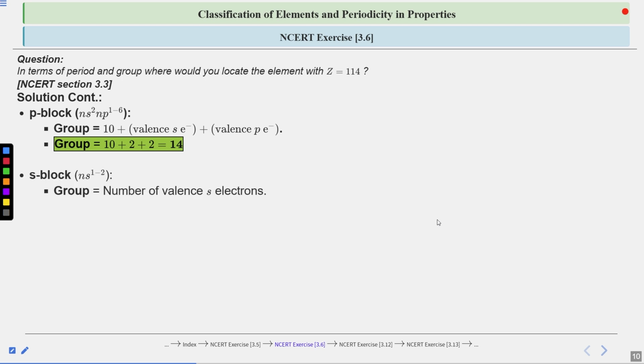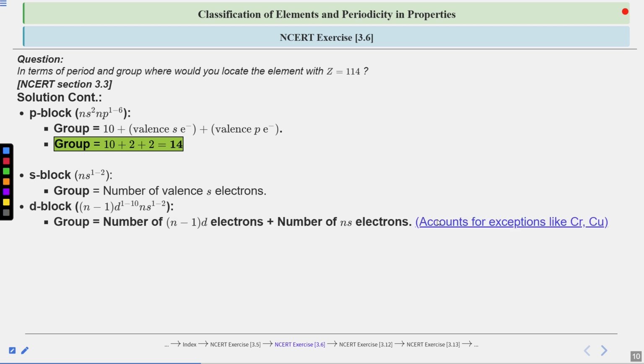Now what is the method for the s block? For the s block, whatever be the number of electrons present in the outermost s subshell gives you your group number. Like if you take the example of sodium, it has 3s1, therefore it belongs to group 1. Take the example of magnesium, the outermost configuration is 3s2, so it belongs to group 2. So you just have to count the number of valence s electrons, as simple as that.